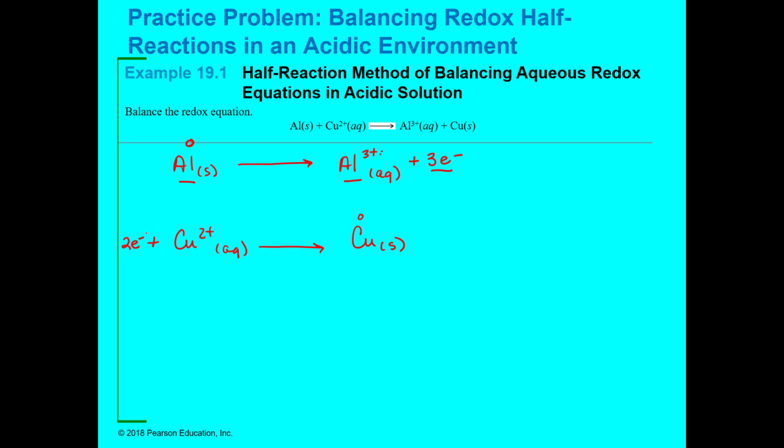Okay, so now that I've got that done and I know how many electrons I have, I'm going to have to balance these so that when I combine them, the electrons will cancel. So how do I do that? You know, anytime you have a 2 and a 3, you're going to multiply them. Okay, so what that means is if I have 3 electrons up here, I'm going to multiply this whole thing by 2. And if I have 2 electrons down here, I'm going to multiply this whole thing by 3.